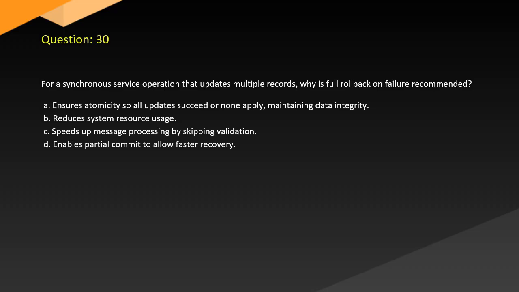Question 30. For a synchronous service operation that updates multiple records, why is full rollback on failure recommended? A. Ensures atomicity so all updates succeed or none apply, maintaining data integrity. B. Reduces system resource usage. C. Speeds up message processing by skipping validation. D. Enables partial commit to allow faster recovery.